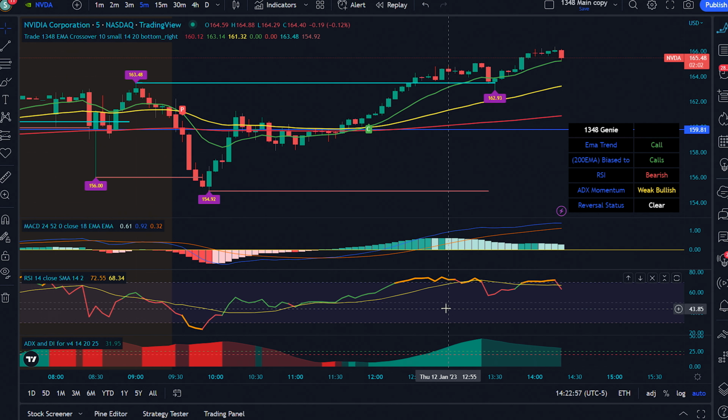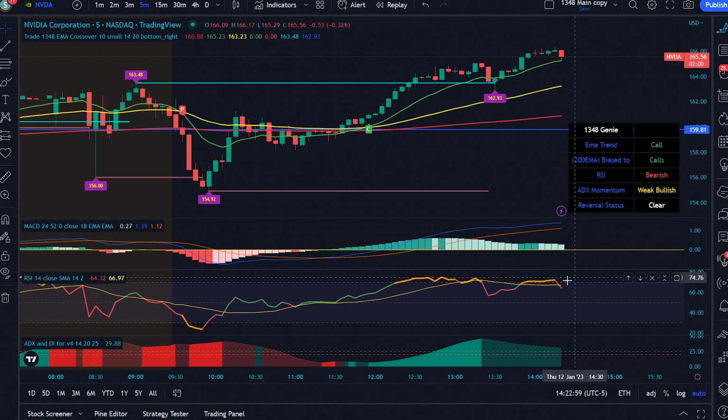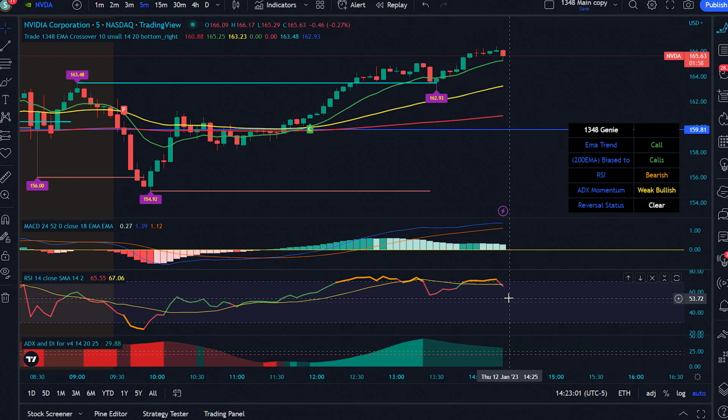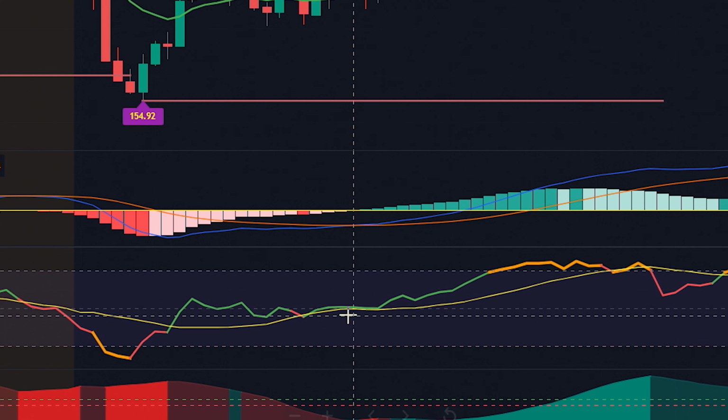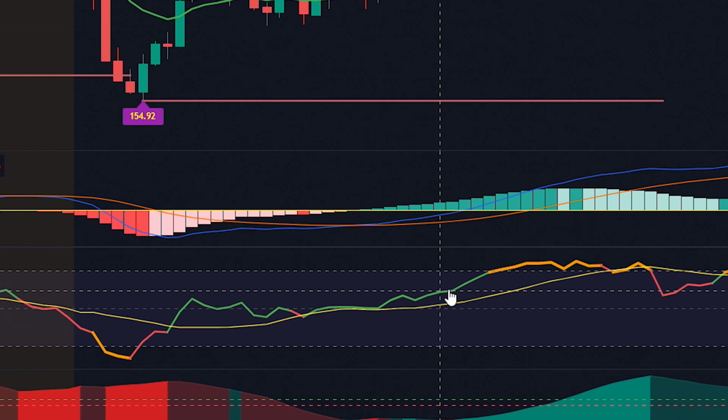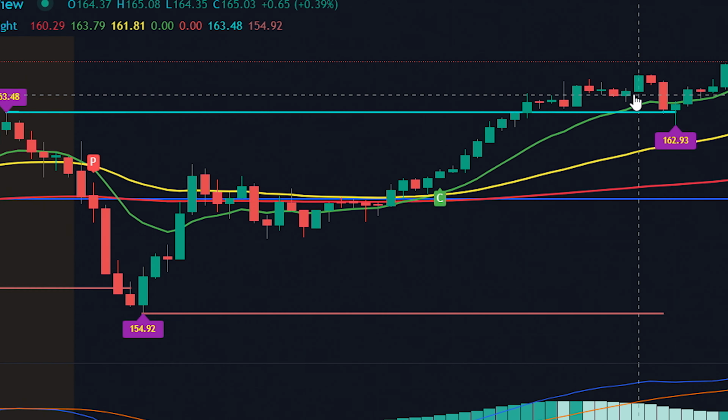A lot of novice investors do not understand that basically the RSI is a trend following indicator. You can see here when you break above its moving average, we go green, signaling bullish trend.